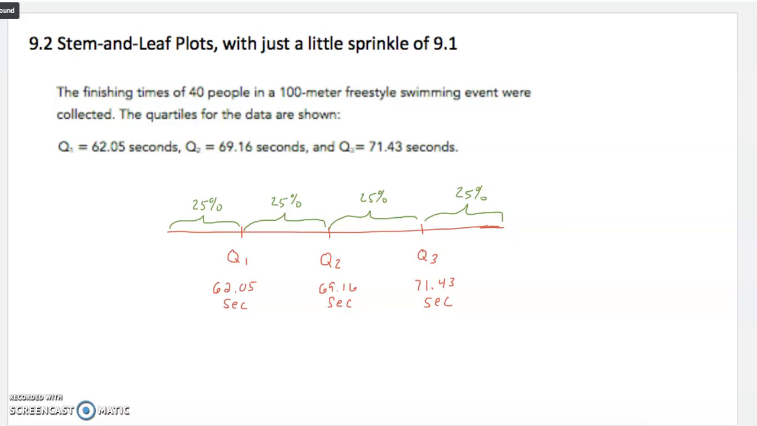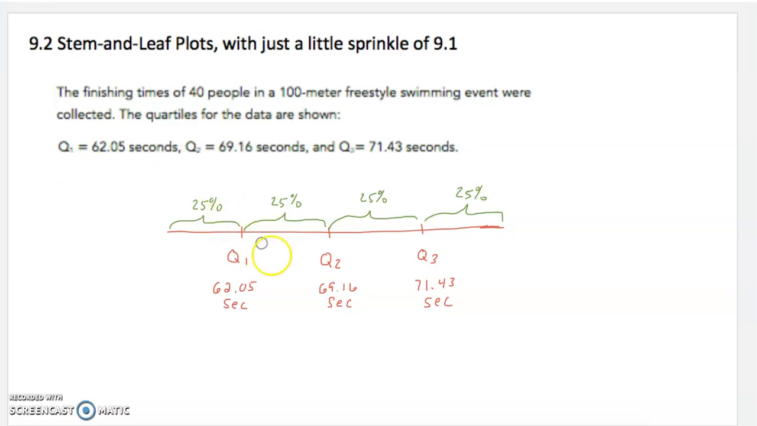Today we're going to move on to 9.2, which is stem and leaf plots, with just a little sprinkle of 9.1 in there. And here is the sprinkle of 9.1. You're going to see this question on your homework tonight. It says the finishing times of people in a 100-meter freestyle swimming event were collected. The quartiles for the data are shown.